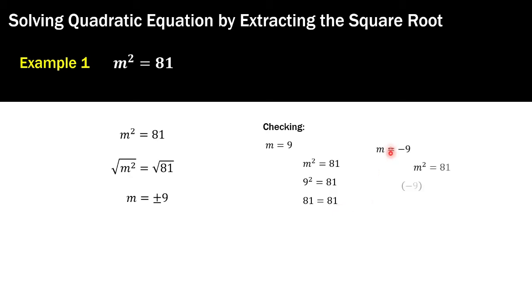When m is equal to negative 9, this would be the checking. Substituting negative 9 for the variable m, negative 9 squared is equal to 81, and it would also result in the same right side of the equation. Therefore, the solutions of m squared is equal to 81 are 9 and negative 9.